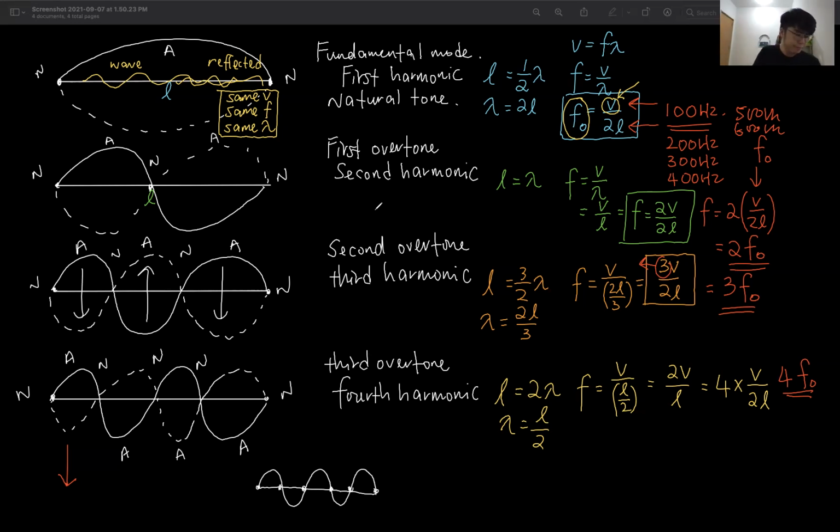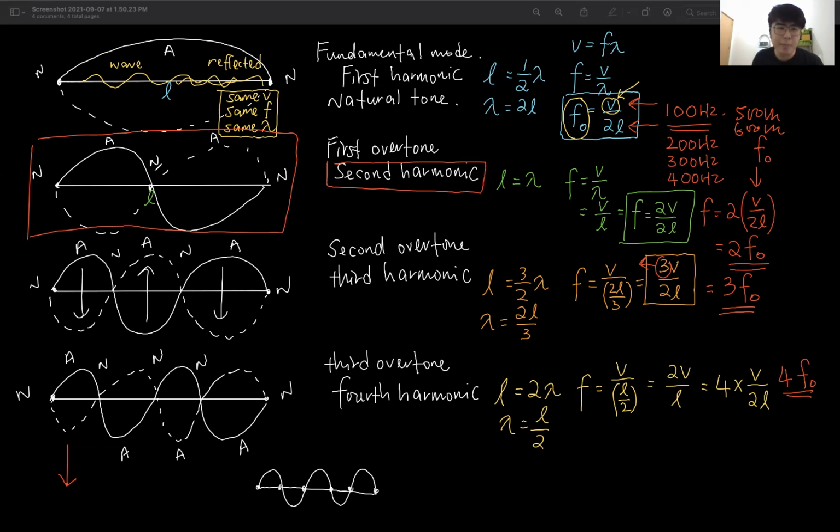So let's say I want to hear this one louder. Now, when I play the string, which one do I hear the loudest? The fundamental mode, right? The fundamental mode is loudest. If I want to hear the 200 hertz louder, what happens? I have to create a note in the middle. I have to create the second harmonic.